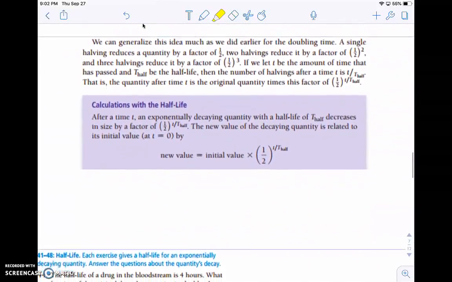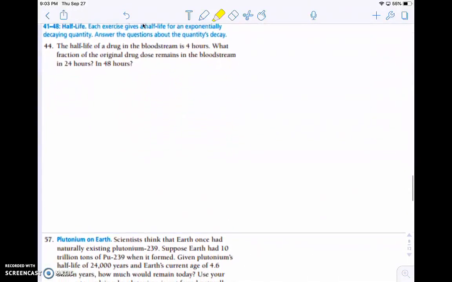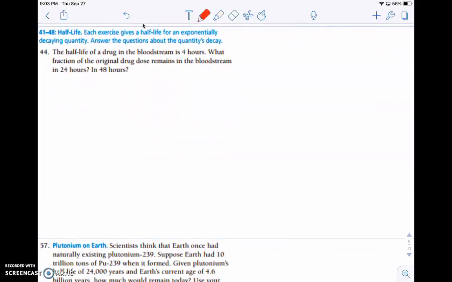Okay. Now we're going to generalize this as we did earlier with the doubling. After time t, an exponentially decaying quantity with a half-life of t sub half decreases by a factor of 1/2 to the t over t sub half. So the new value is related to the initial value starting at time 0. We get that the new value is the initial value times our factor of 1/2 for half-life, to the t divided by t sub half.